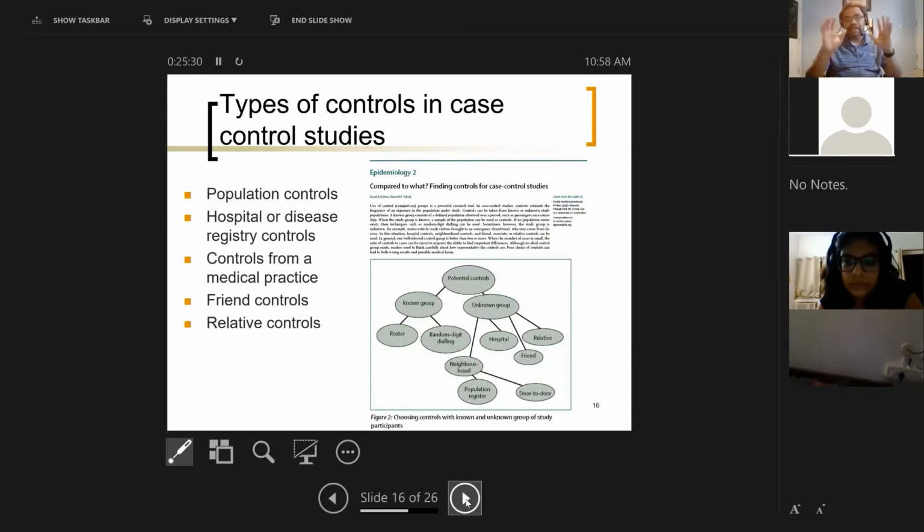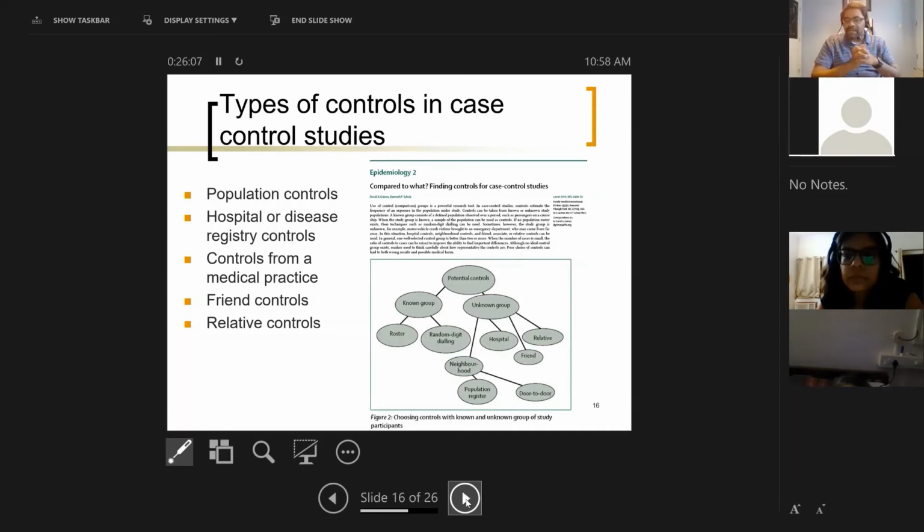So you can select controls from the community, also called population-based controls. You can select controls from hospitals. You can select controls from a medical practice, right? For example, there was a GP, and all the GPs have their own medical practice. You can select controls from them. You can select friends of the case as a control, friend controls we call it, right? You can get the household members, right? Household controls, relative controls, friend controls, various approaches to control selection.